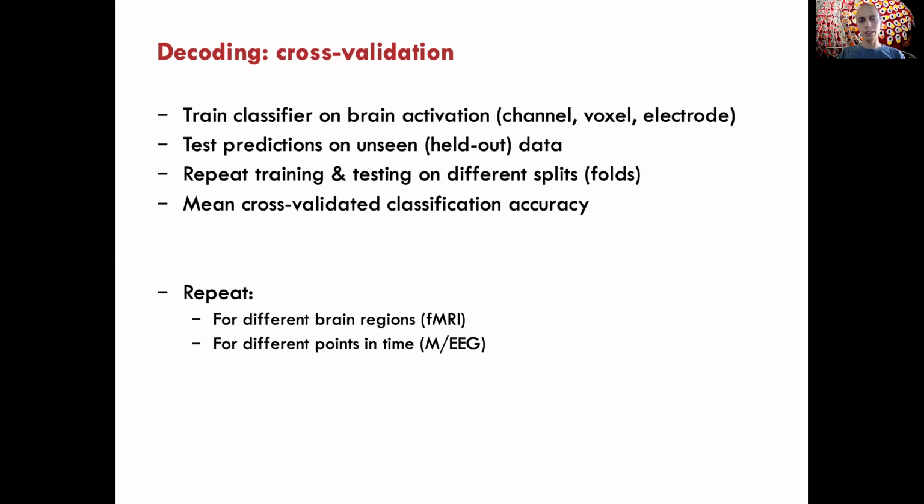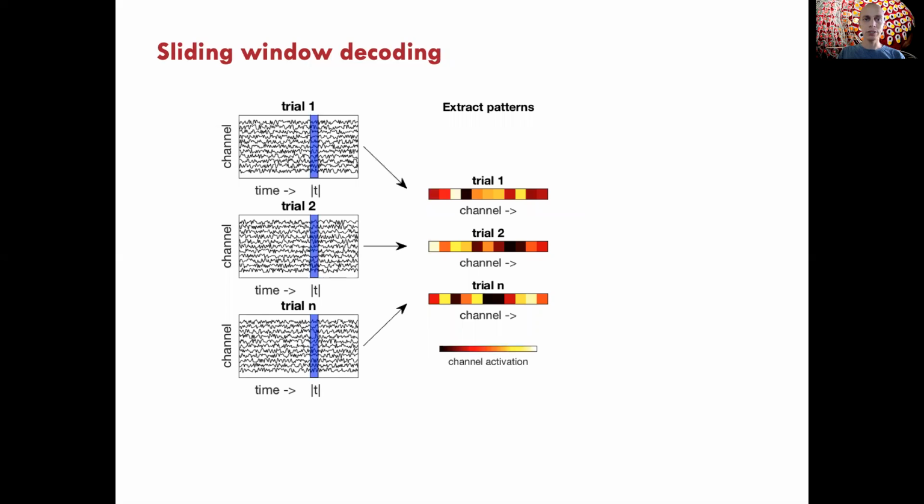So in the MEG and EEG example, this is what is called sliding window decoding. This means we slide a window over the response to individual trials, and at each time point in the response, we repeat this cross-validation approach. So here we have a couple of example EEG trials where we have a number of channels and we have time points in response to the stimulus. And at time t, we take all the activation of all the channels and we vectorize them. So now we have patterns of activation. Here, the color of each box refers to an activation in a channel.